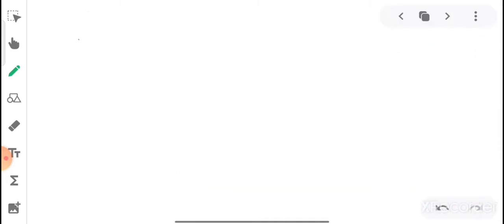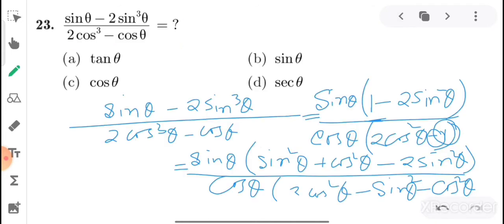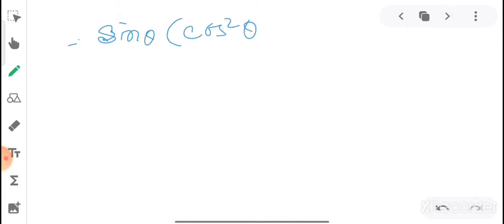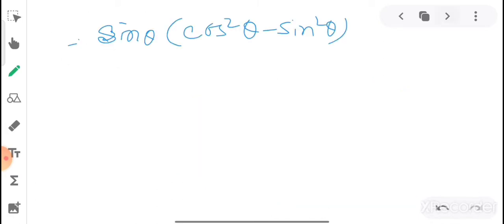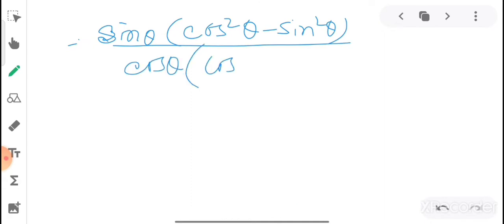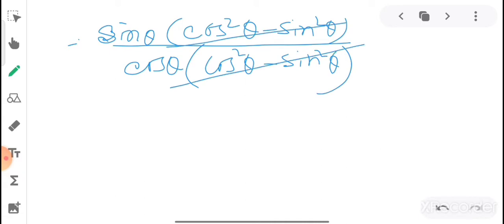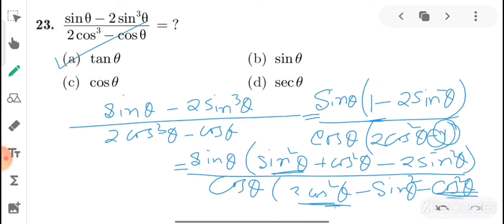So what we get, sin theta and sin square theta minus 2 sin square theta, then cos square theta minus sin square theta, it will give 1 sin square theta, and from the denominator we get 1 cos square theta, as 2 cos square theta minus cos square theta gives 1 cos square theta. So cos square theta minus sin square theta cancels, hence sin by cos will be tan theta. This is the final answer: tan theta.